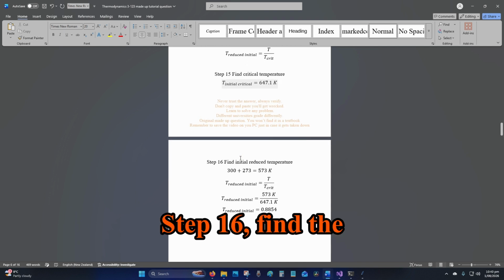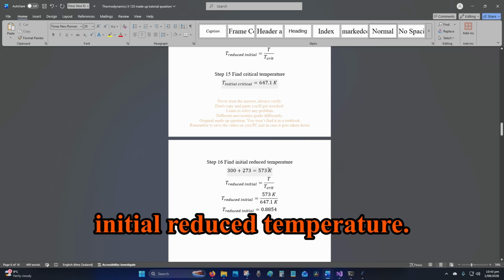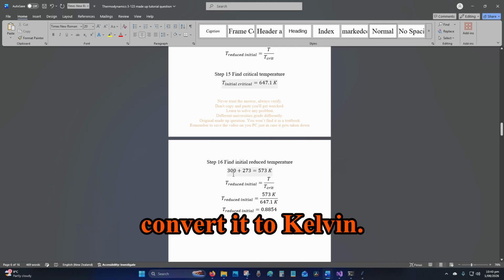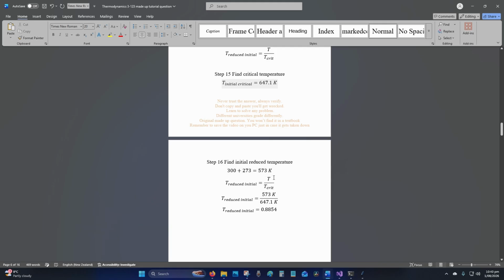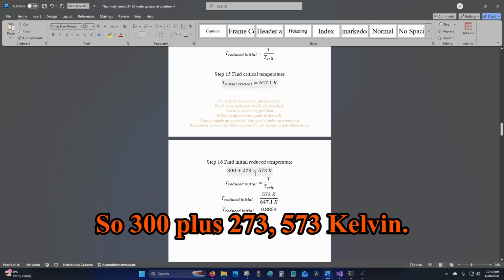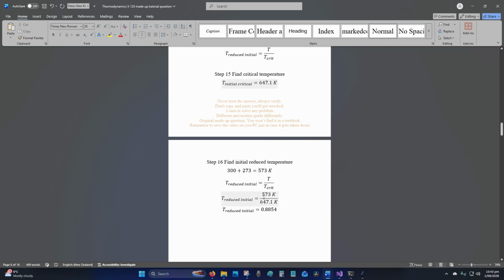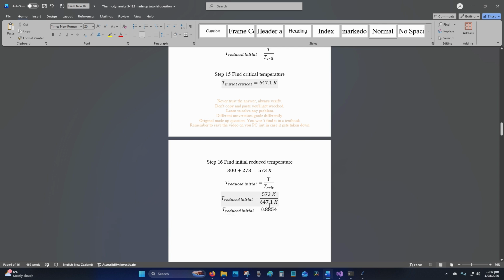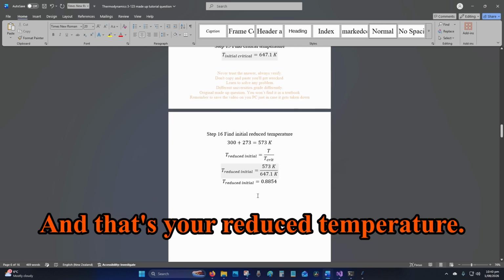Step 16, find the initial reduced temperature. Since it's an ideal gas, we need to convert it to Kelvin. So 300 plus 273, 573 Kelvin. So 573 divided by 647.1, you get 0.8854. And that's your reduced temperature.